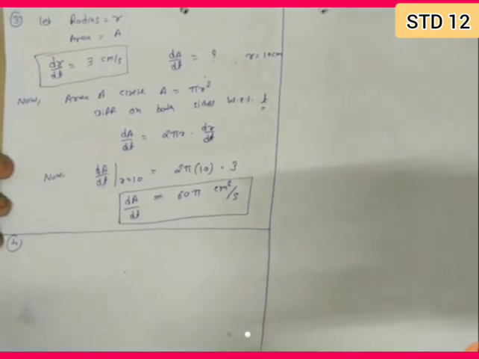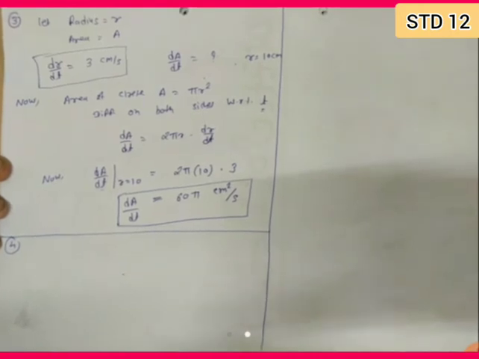Now question number 4. The edge of a variable cube. In our question number 4, we are given that an edge of a variable cube is increasing at the rate of 3 centimeter per second. How fast is the volume of the cube increasing when the edge is 10 centimeter long?